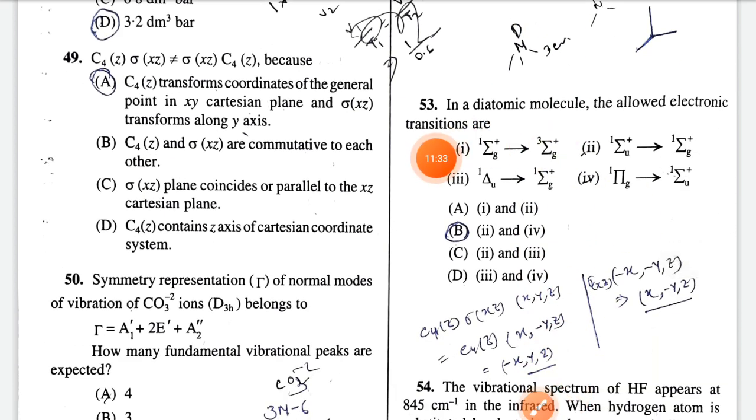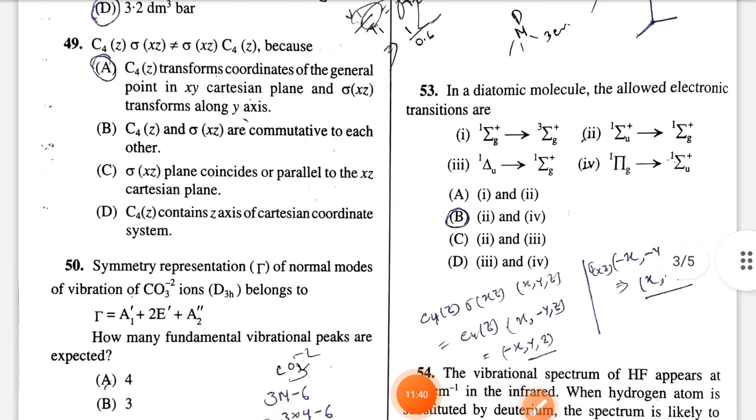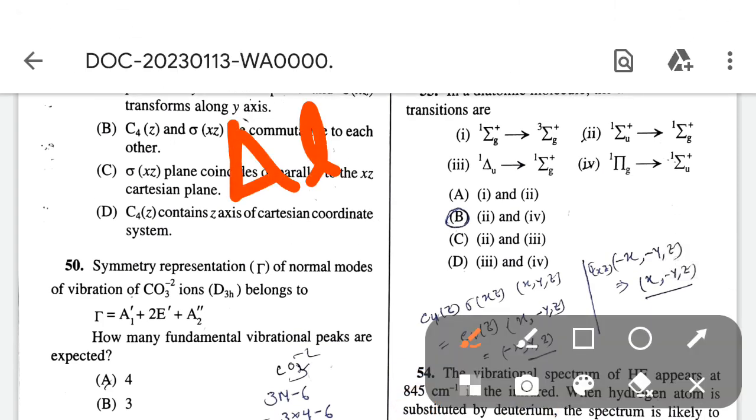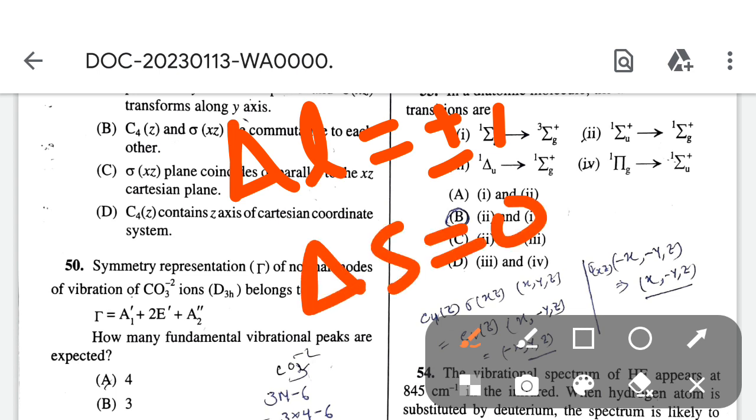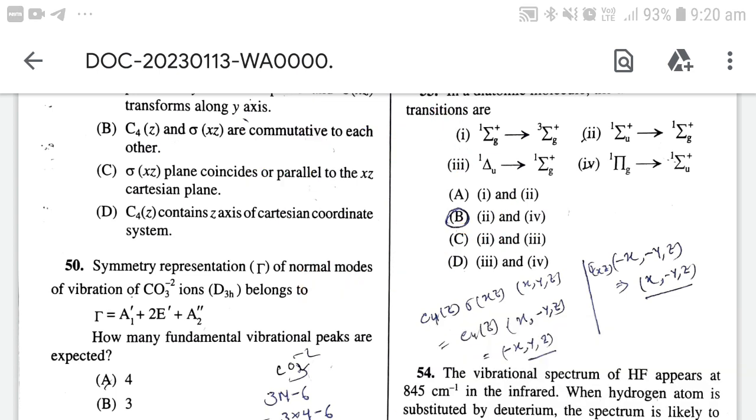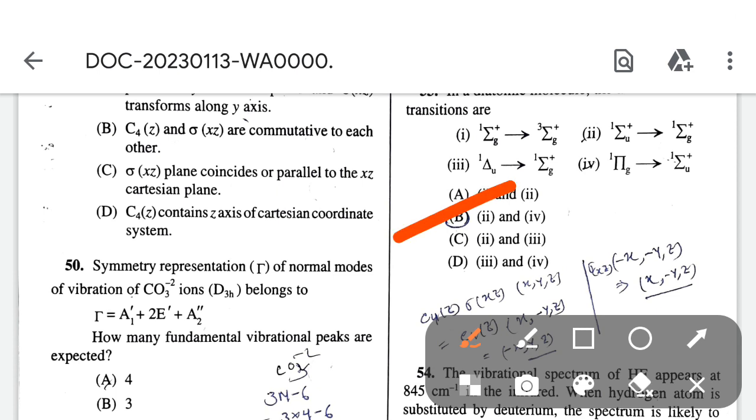Next, question 53. In a diatomic molecule, the allowed electronic transitions are. Allowed electronic transitions have delta L value plus minus 1 and delta S is equal to 0. Okay, and there are some other rules as well. I uploaded a short on this topic and some tricks are there, so you can see from this. Here the correct option is option B, 2 and 4.